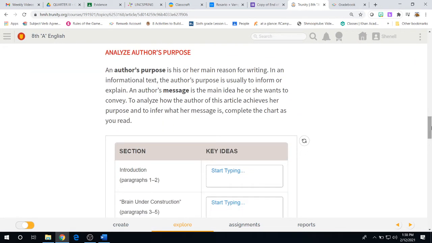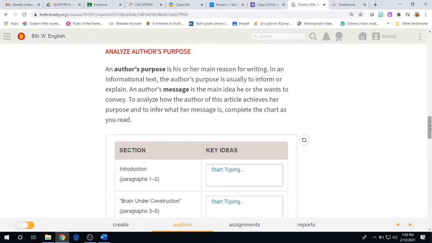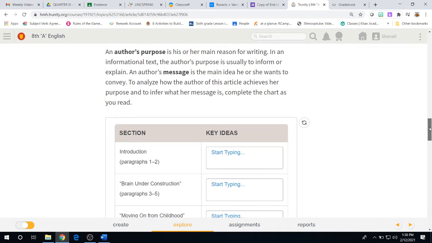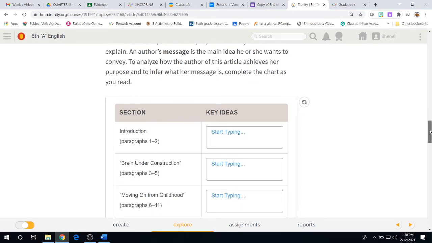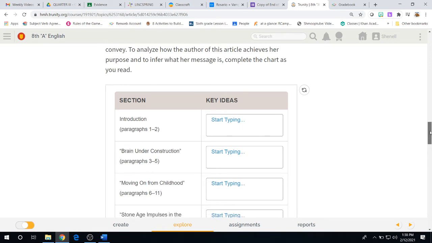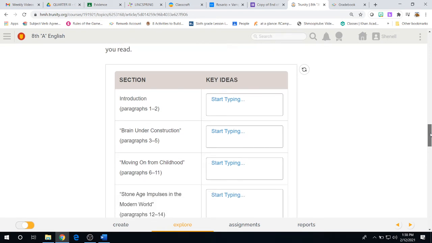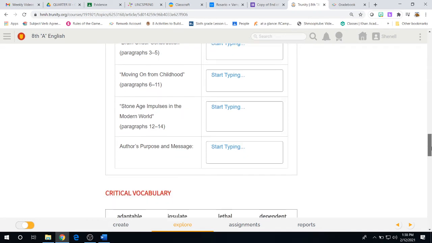Another thing we always go over is the author's purpose. It's their main reason for writing. In an informational text, usually the purpose is to inform and to explain something. But you also have the author's message, which you can find in the main idea of what they want to convey. You should analyze how the author of this article achieves her purpose and infer what her message is by completing this chart. You'll go paragraph by paragraph.